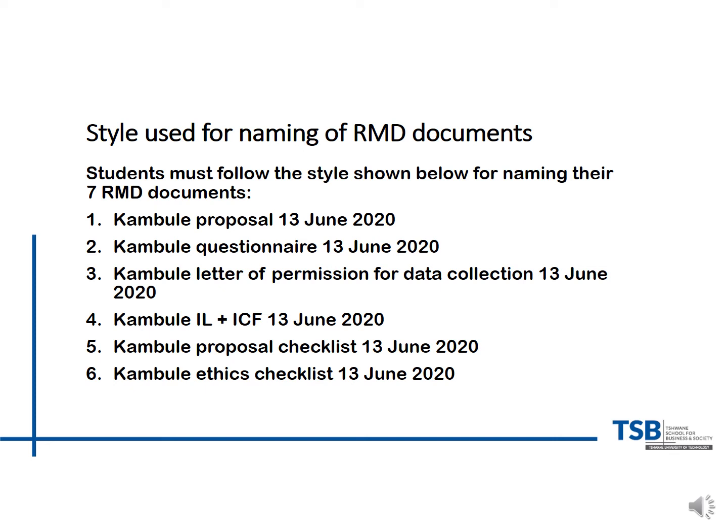And the styles used for naming your RMD documents must be followed carefully. Please have a look at the file naming structure provided to you in the form of an example. The first one says Kambule Proposal 13 June 2020. Kambule is the surname of the student. Proposal shows that this is the proposal being submitted, and 13 June 2020 is the date on which the submission is being made by the student, English style.